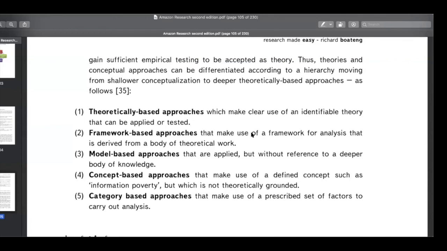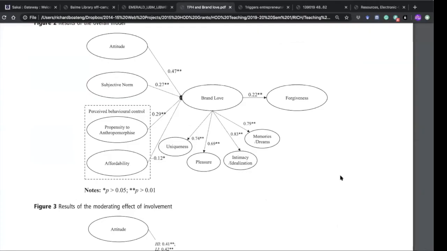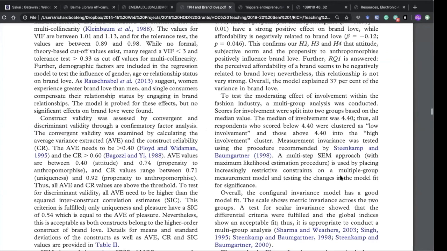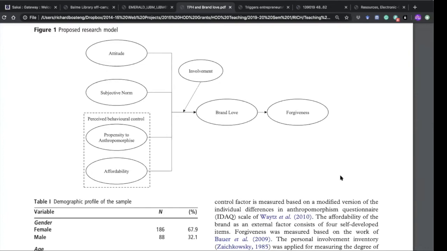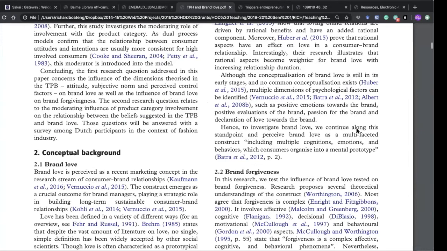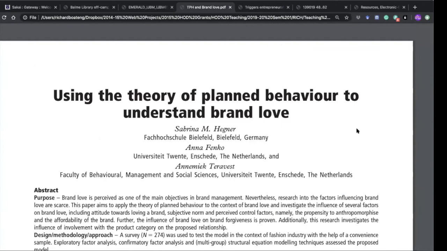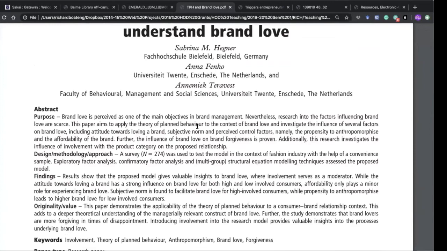Listen, I've not touched this particular one before. So this paper you see here, on brand love, is purely a theory-based approach. Look at it, you can see the theory is out there. He told you it's based on the theory, so it's a theory-based approach. Even in his beginning, the title tells you, using the theory of planned behavior to understand brand love. And then he tells you that the purpose of this study is to apply the theory of planned behavior. So this is a theory-based approach.